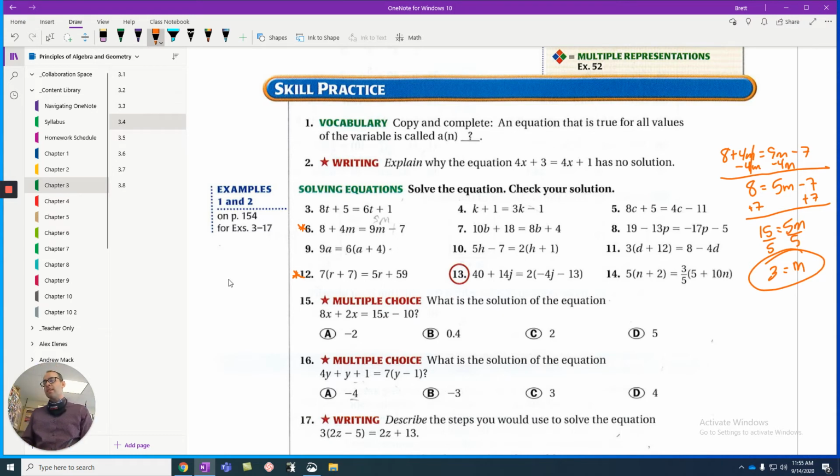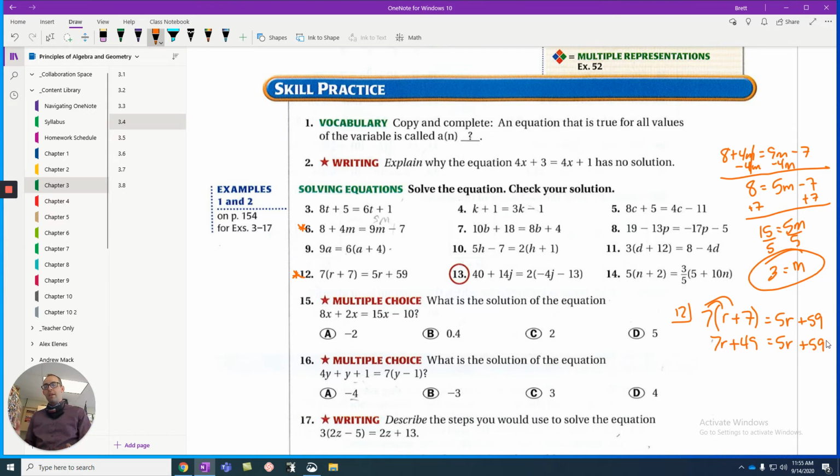Number 12 has a slightly different issue. We'll keep working over here, number 12. It has an issue of distribution followed by all of that kind of movement. 6 times r plus 7 equals 5r plus 59. So we really need to distribute first. That's again one of those things we learned in 3.3. Distribute, clean up the parentheses so that we can just combine like terms. That's going to give us 7r plus 49 equals 5r plus 59.